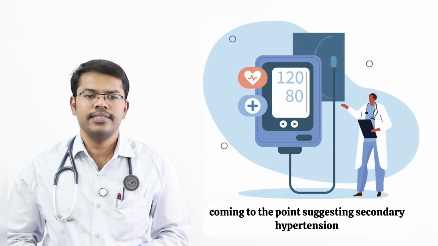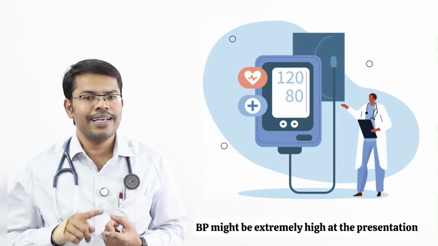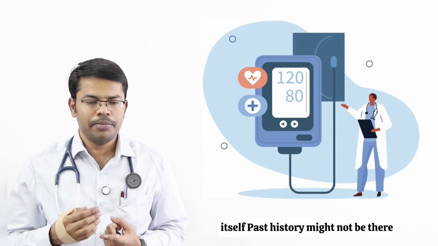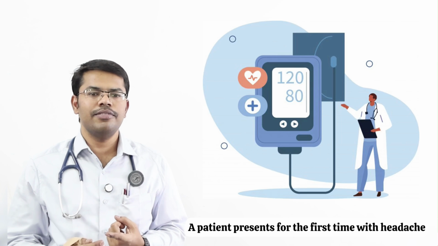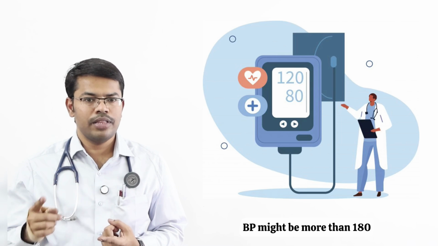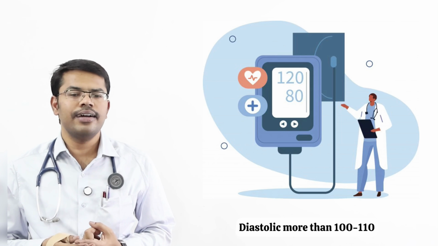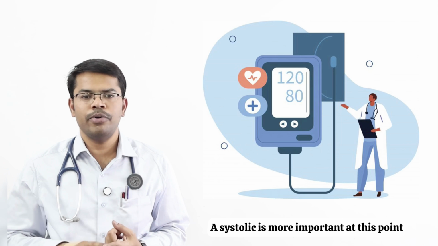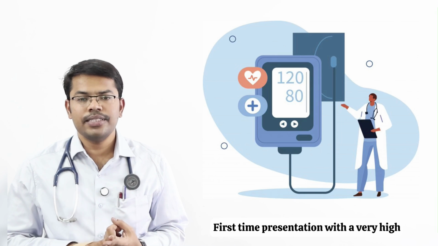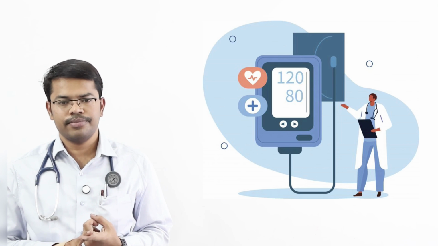Coming to the points suggesting secondary hypertension. First, BP might be extremely high at the presentation itself. Past history might not be there. A patient presents for the first time with headache or some other symptom, and BP might be more than 180 systolic, diastolic more than 100, 110. Systolic is more important at this point. First time presentation with a very high BP, always look for some secondary cause.